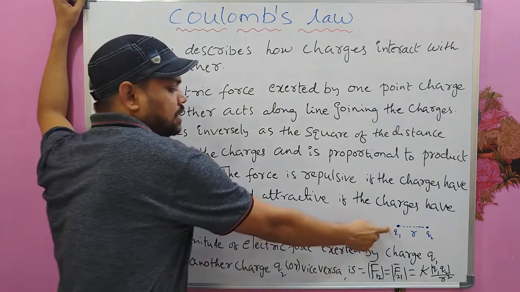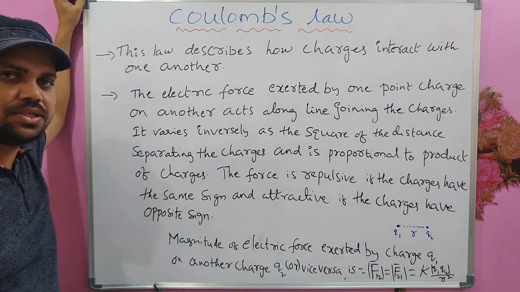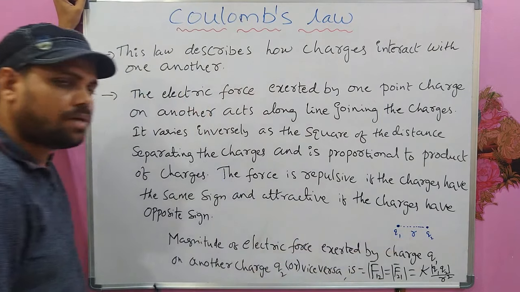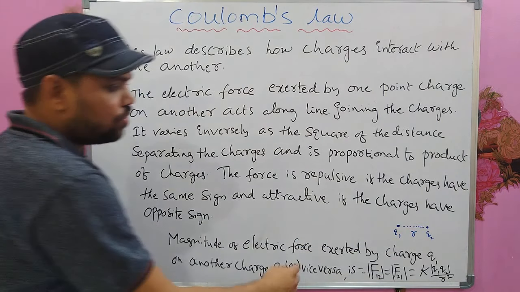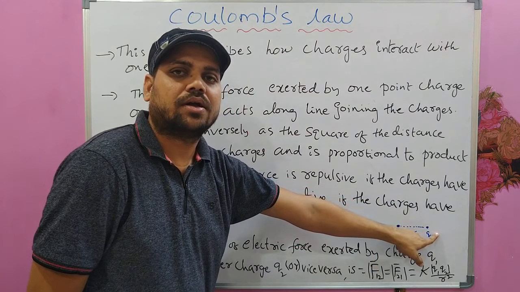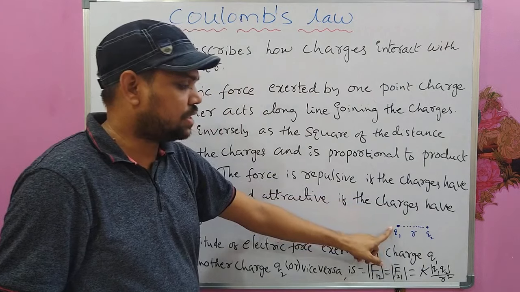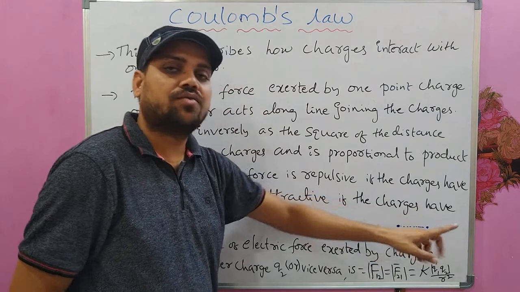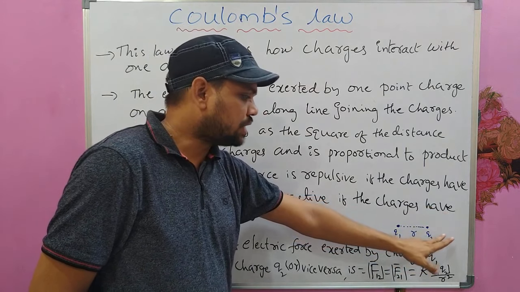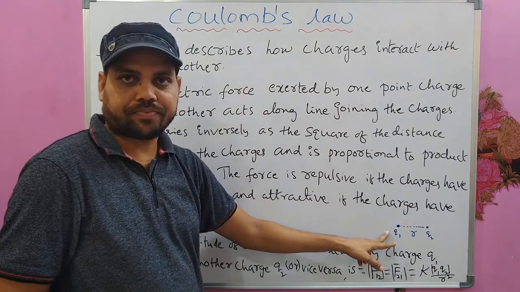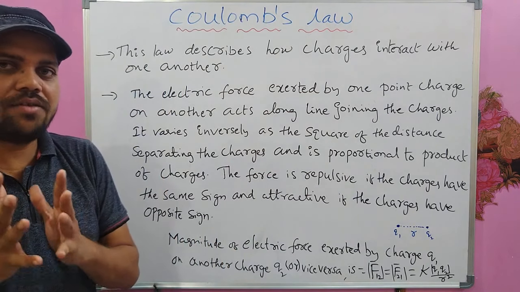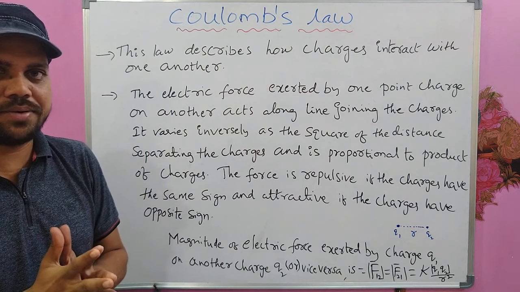You can see this picture. I have taken two point charges Q1 and Q2. They are separated by a distance r, and the magnitude of the force exerted by charge Q1 on Q2 would be the same as the magnitude of the force exerted by charge Q2 on Q1, but they are opposite in direction. Equal in magnitude and opposite in direction.